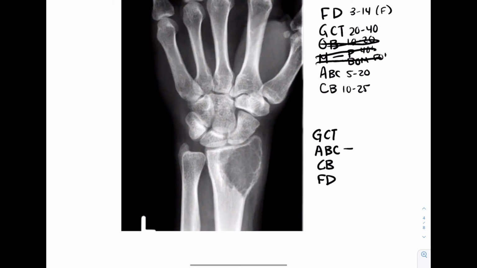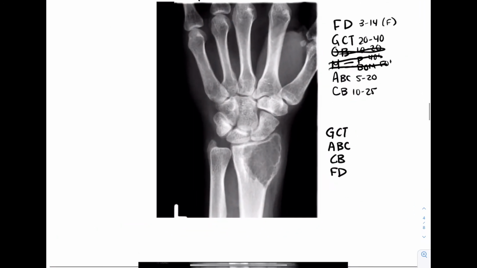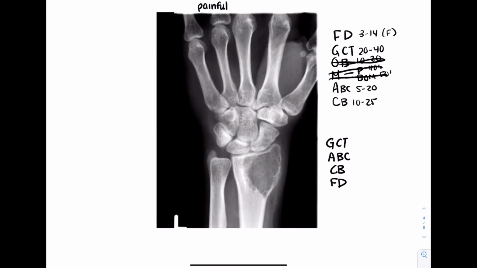Now, the reason I put aneurysmal bone cyst before chondroblastoma is just in the fact that it kind of looks maybe pseudolobulated. Maybe. But really, these could be interchangeable. But GCT, because subarticular, is definitely the first one on my list.